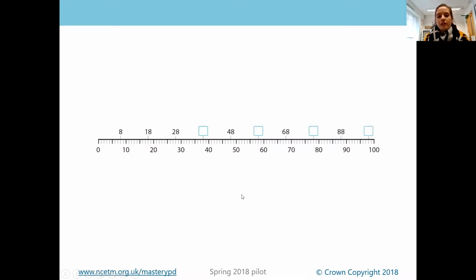Okay, what do you notice? I've got some missing numbers here. I wonder if anybody can pause and have a go at filling in these missing numbers. We've gone from 8 to 18 to 28. We've got a missing number, 48, missing number, 68, missing number, 88, missing number. Pause and fill them in now.